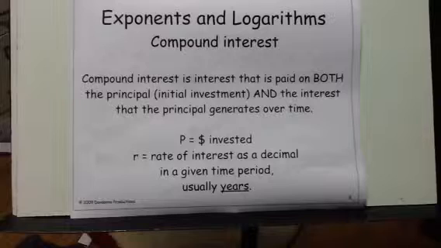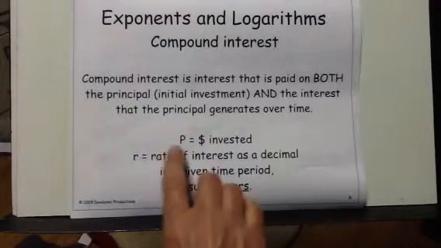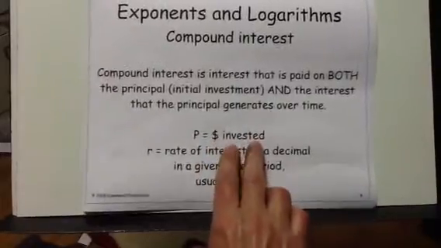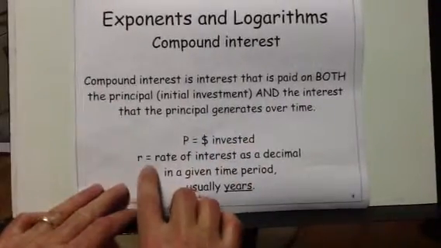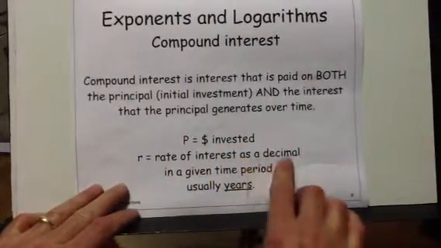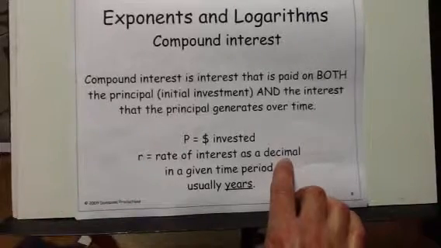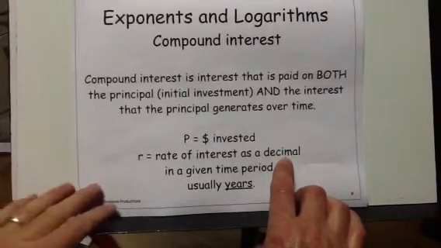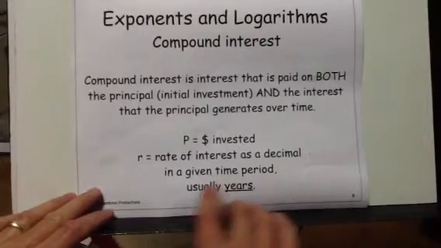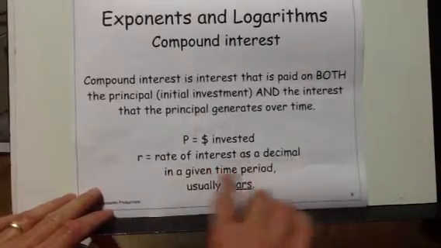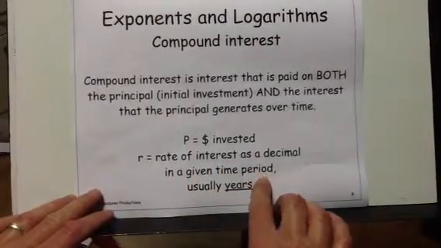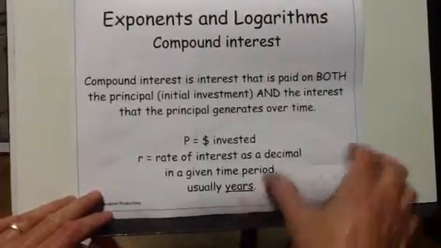So we have to have a bunch of variables, labels here really. So we're going to call P the amount that you invested. R is the rate of interest, and we're always going to write that as a decimal or use that as a decimal when we use it in our problems. And the rate of interest is over a given period of time. When we're talking money, it's usually in years.